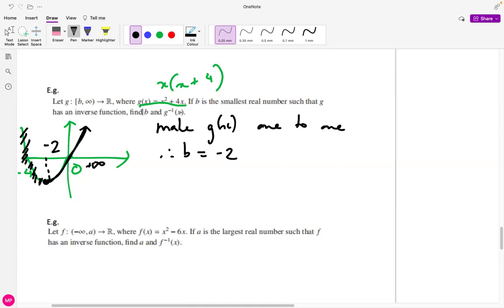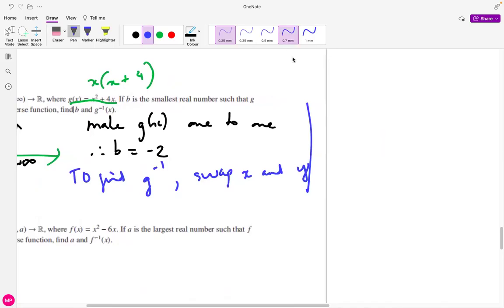And then find the rule of the inverse, which is swap x and y. So to find g inverse, we're going to swap x and y. So here I have the rule is y equals x squared plus 4x. So now I swap: x equals y squared plus 4y. And I'm going to solve for y.